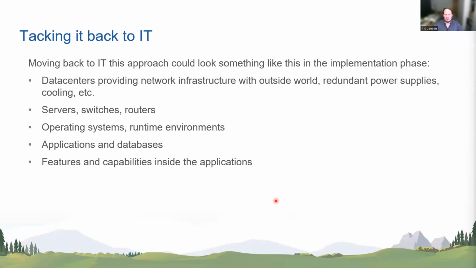So what can this look like from an IT perspective? For the implementation phase, you would start with the infrastructure. So you need a data center, which has power supplies, there's cooling, there's network infrastructure with the outside world. Then inside you have servers, switches, routers, sort of the bare bone infrastructure to support your applications. Then the next layer would be operating systems, runtime environments, so where the application is actually going to run in, and the database is going to be running. And on top of those, you have the applications, databases, and within the application, you finally have the capabilities with the features as a smaller step.